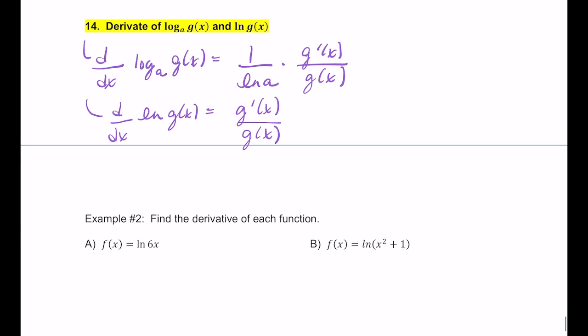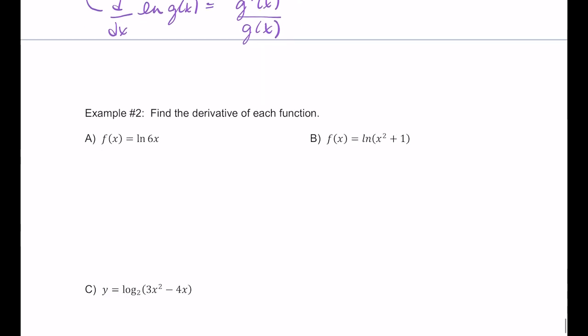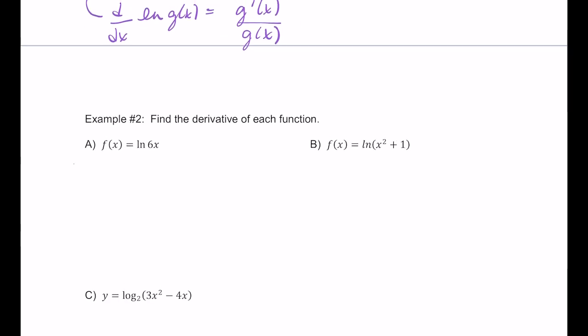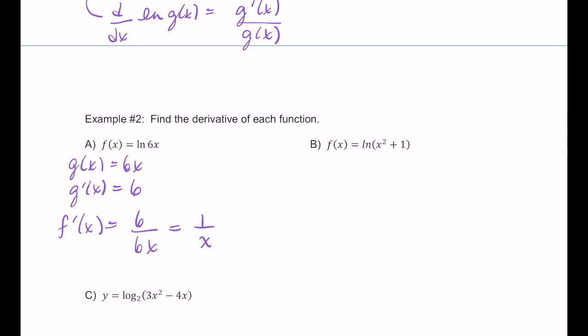Okay, let's look at an example. We want to find the derivative of the natural log of 6x. First of all, my g of x is just going to be the 6x. And we know that using the power rule, the derivative of 6x is just 6. So the derivative of f of x is just going to be 6 divided by 6x, which is just 1 over x.